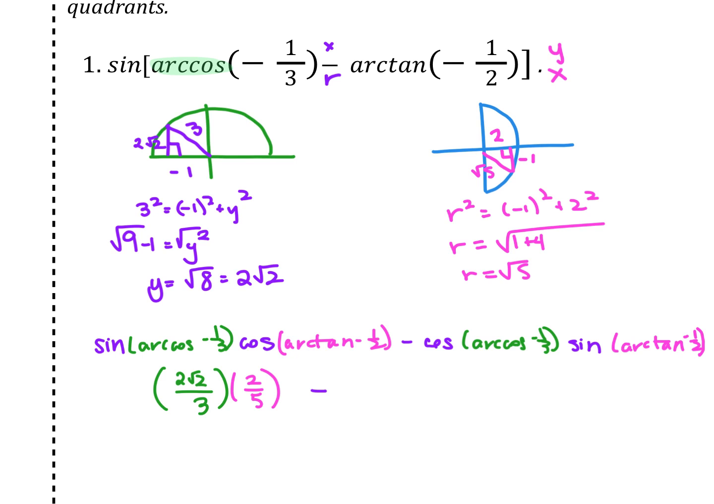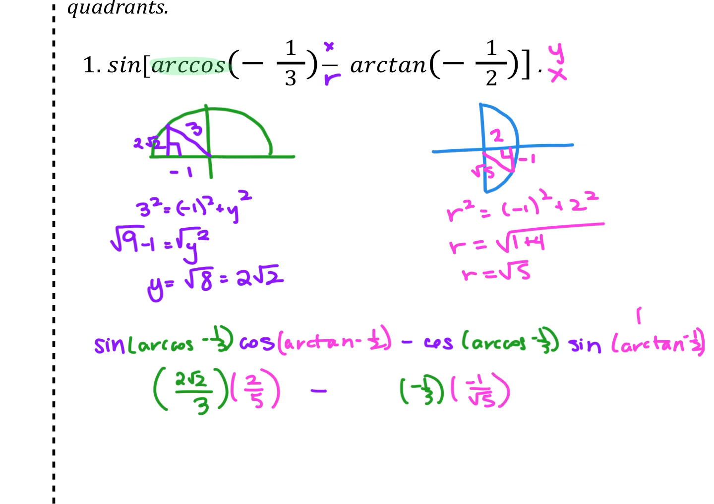Then minus cosine of arc cosine of negative a third. Really, it's just going to be negative a third because those are inverses. It does work with your triangle as well. If you looked at the cosine here, you would get negative 1 over 3. Then we have the sine of the arctangent of the second triangle, arctangent of negative a half. So that's y, which is negative 1, over the r, which is square root of 5.